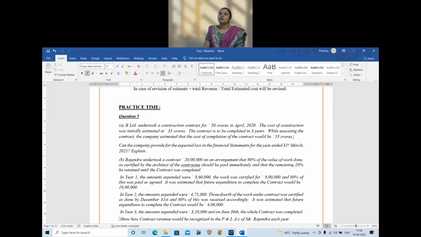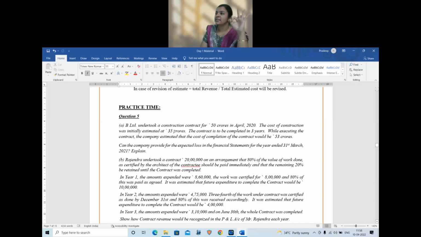Okay? So here, for calculation of loss or profit, we only have 3 rules. Either percentage completion, here we don't have percentage completion. Do we have actual costs? We only have estimated cost. So 2 rules over. What is the third rule? Total cost, total revenue, ma'am. Let's check the answer. 50 crores is the construction revenue.